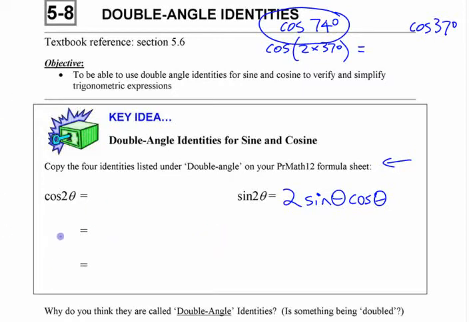For cosine of 2 theta, there's a similar one here. Well, it doesn't look anything alike, but it looks like this. And it actually looks pretty similar to another identity that you know. We'll get to the other 2 in a second here. We'll leave those blank for a little bit. I do want you to see where these ones come from, because you can see where they come from based on what you know about sum and difference identities.